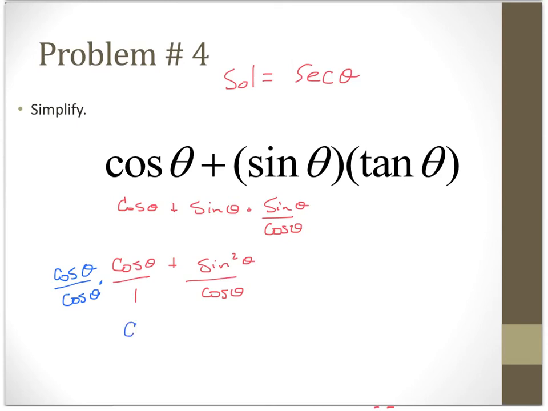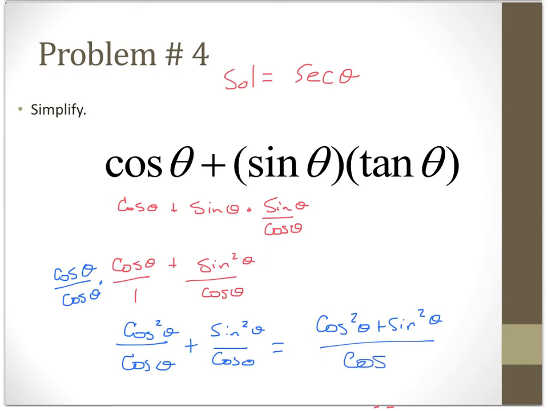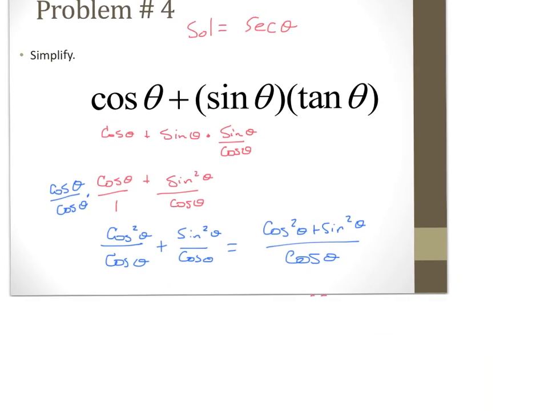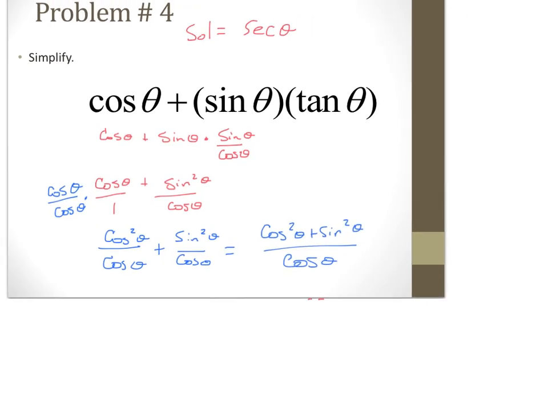Cosine times cosine is cosine squared theta all over cosine of theta, plus sine squared of theta. I didn't change this one on the right. And now I can write this all as one term, and the denominator stays the same. And hopefully you're saying to yourself, oh, cosine squared plus sine squared, that's equal to 1. 1 over cosine of theta, which is equal to secant. And there we go. So those are 2 examples.